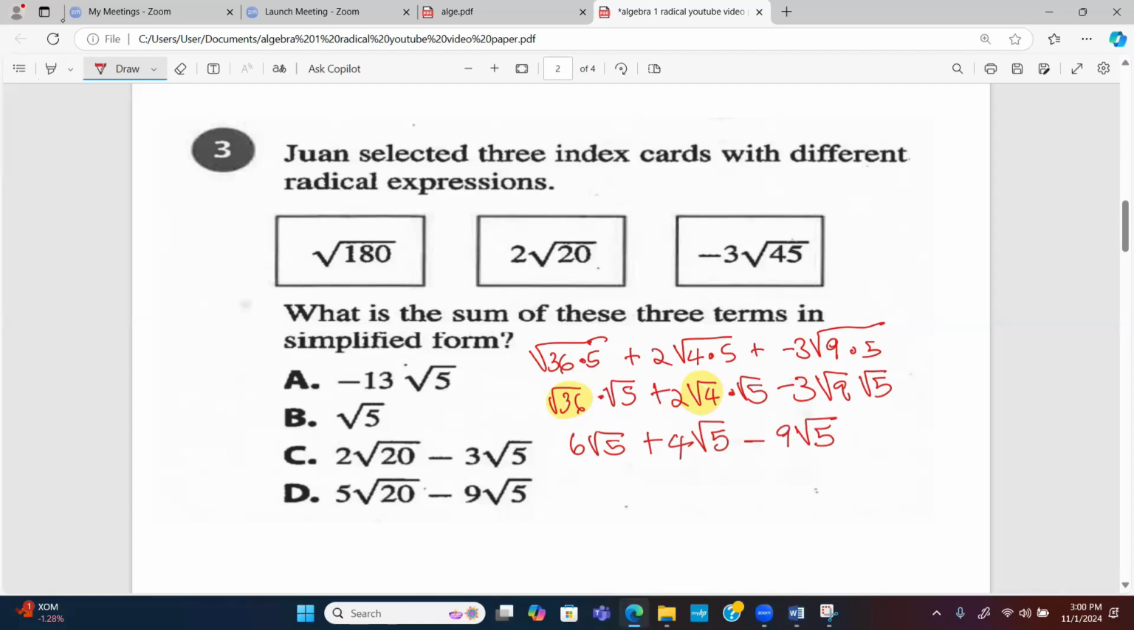So let's put it together. 6 root 5 plus 4 root 5 will give me 10 square root 5 minus 9 square root 5. Basically, I'm left with 1 root 5. And you know, 1 root 5 is just root 5. So my answer would be B.